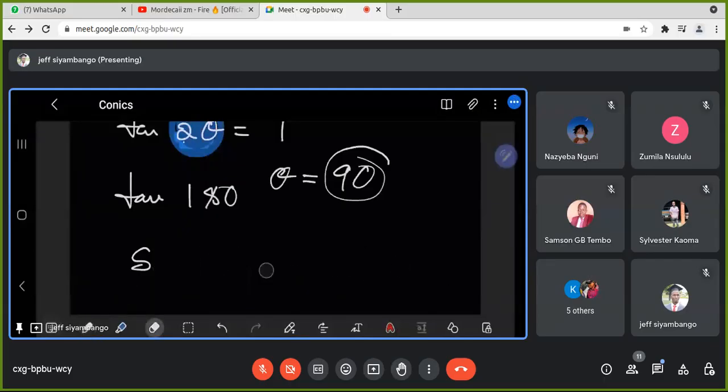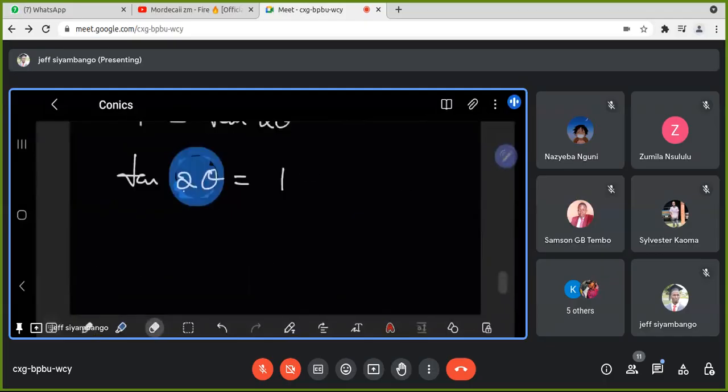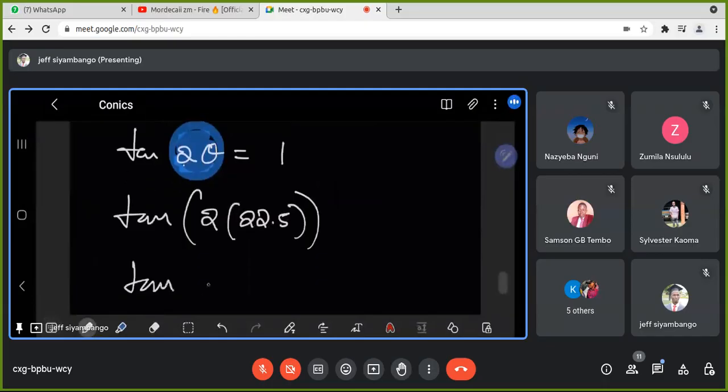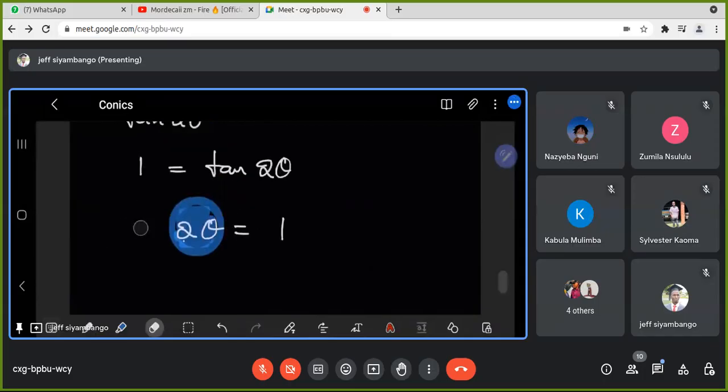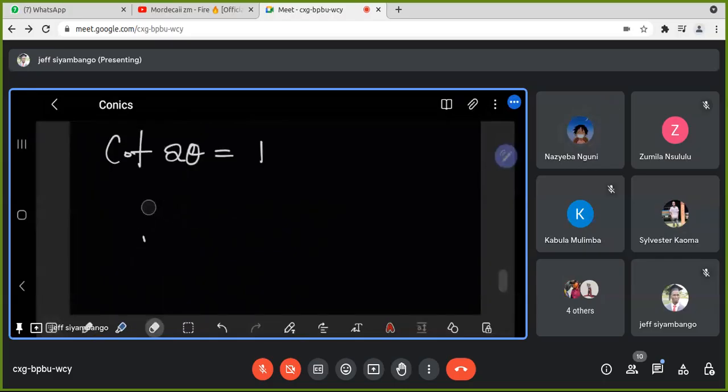But if you tried 22.5, if theta was 22.5, then 2 multiplying 22.5, double 22.5, you have tan 45. And tan 45 is 1. Is that okay? Yes.